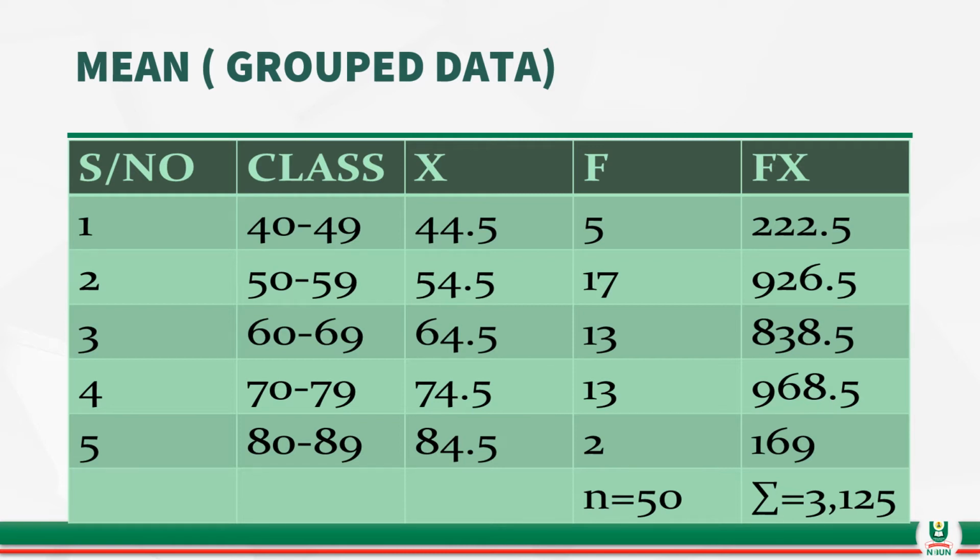So in calculating the mean in grouped data, you have to look at the frequency table. Like we said, we have classes 40 to 49, 50 to 59, and so on. We have 5 classes here as represented. And then the class center, which is X, is 40 plus 49 divided by 2. You take the average of the sum of the class limits. 40 plus 49 divided by 2 will give you 44.5.